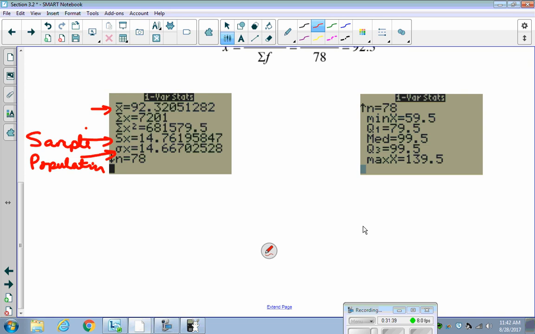The minimum value is 59.5. The maximum value is 139.5. From that, could I get my mid-range? Add them together, divide by 2, right?